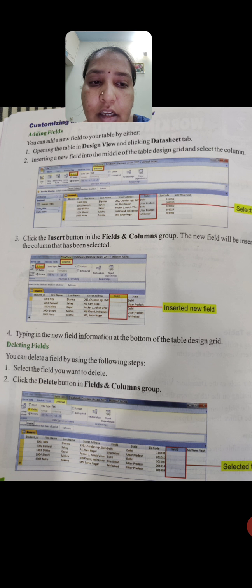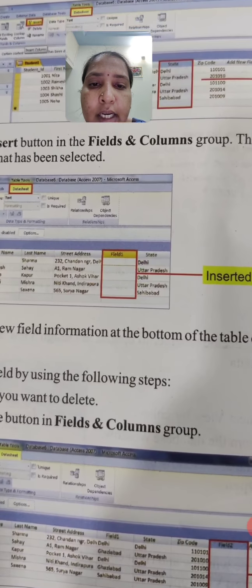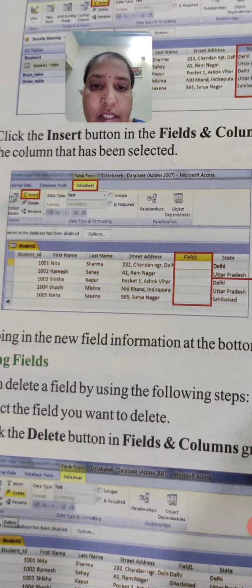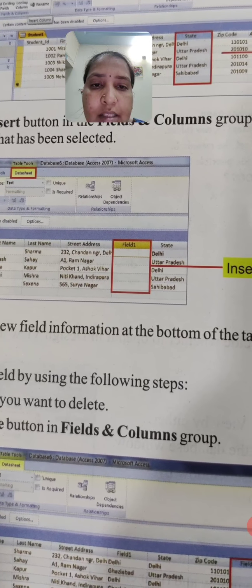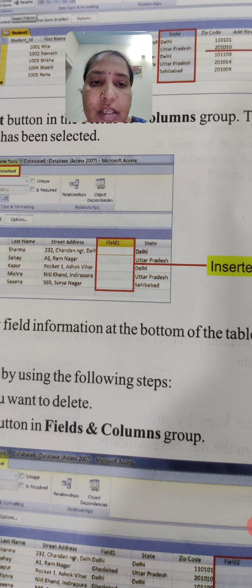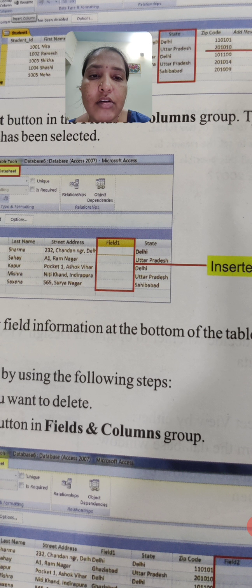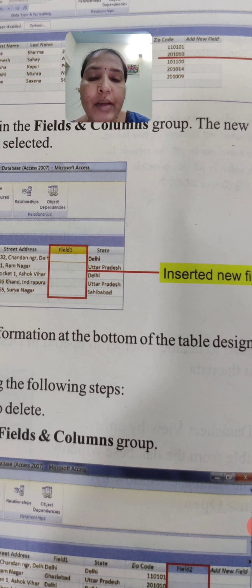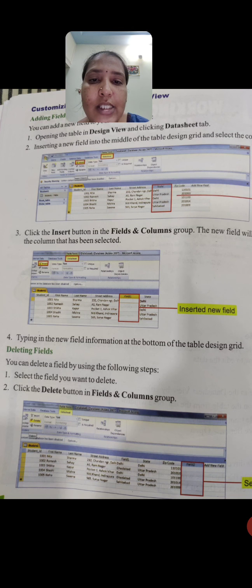Then how to insert a new field. For example, if you have created a table with these fields, for example student ID, first name, last name, street address, and state, and between street address and state you want to create a field, click the cursor there and hit insert. Field 1 will be created in between these two fields, and in that we can give a name to that field and enter the data in that field. This is how we insert a field into a table.